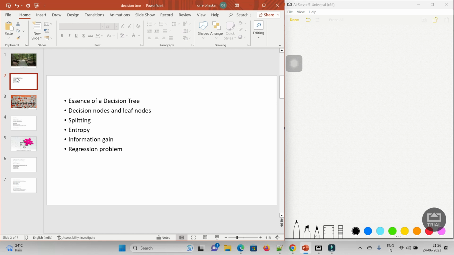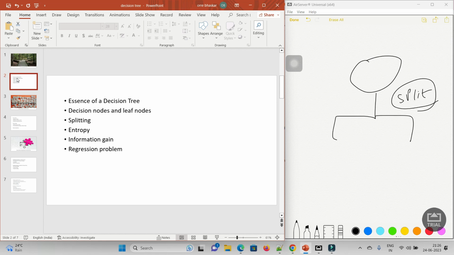Information gain is the expected reduction in entropy caused by partitioning examples on an attribute. That means what is the decrease in entropy if I make a split? If we have a node and we make a split, how much entropy is reducing?